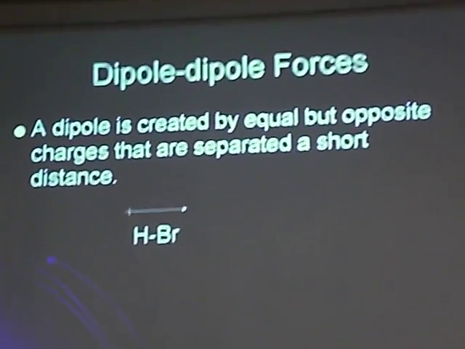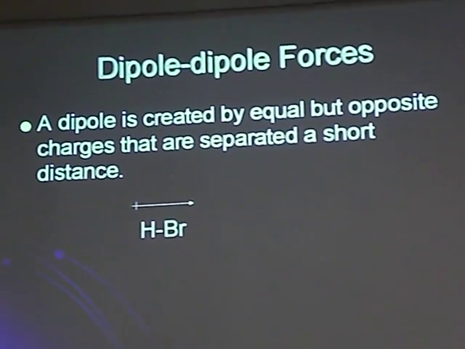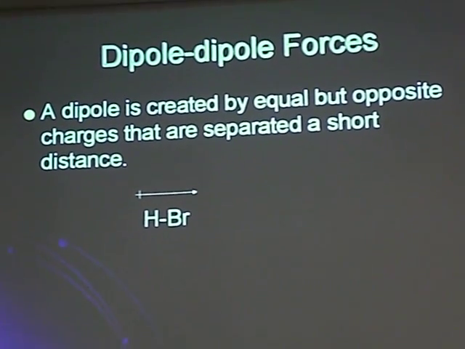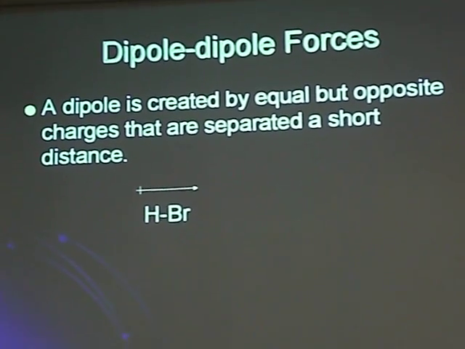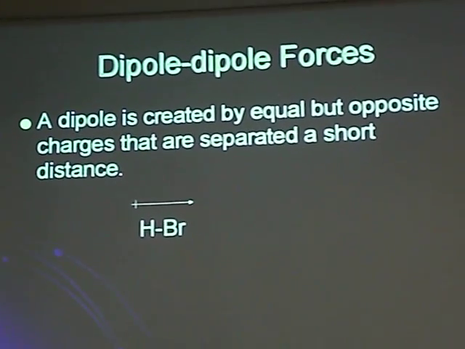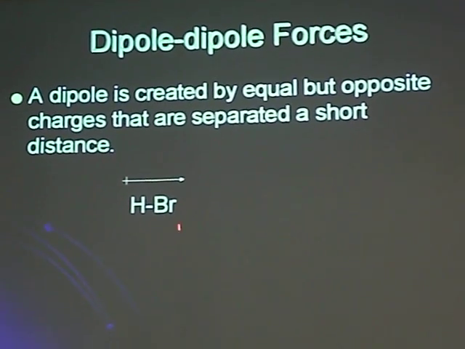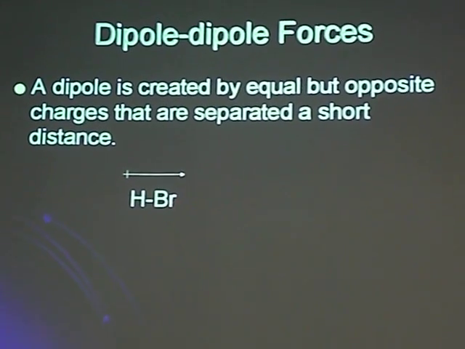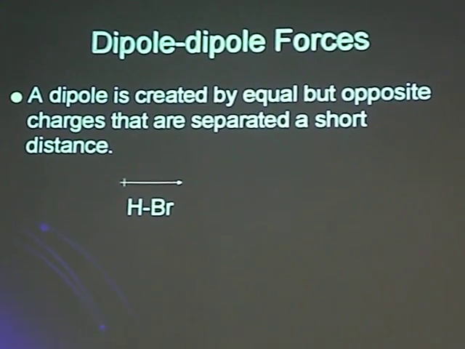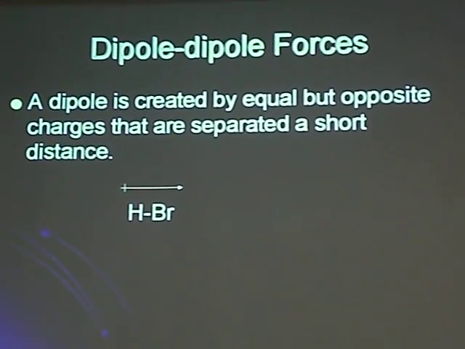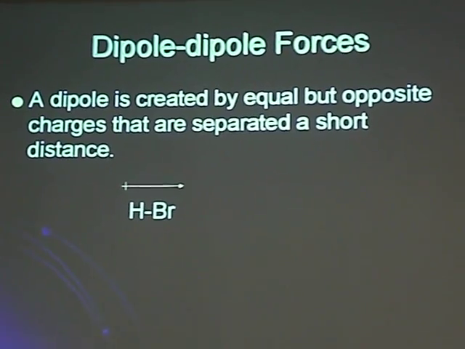Okay, so we started then with dipole-dipole interactions, and remember a dipole is simply when we have a molecule which has one side with a different electronegativity than the other. In this case, bromine has a higher electronegativity than does hydrogen. It's higher and farther to the right in the periodic table. So it is a dipole. So dipoles form dipole-dipole interactions.